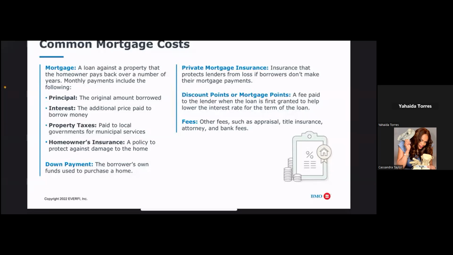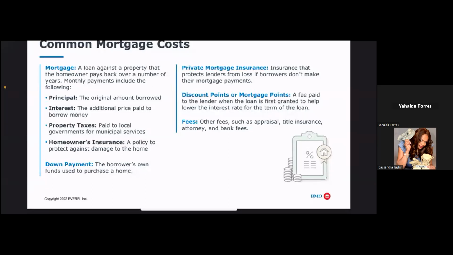You'll uncover several other costs when you buy a home. Some of these include an appraisal to ensure the value of the home is accurate, title insurance to guarantee that the seller actually owns the home and that there are no outstanding liens, an attorney fee, and bank-related fees as well. When you apply for a mortgage, your bank will provide an estimate of all the costs, so you know what to expect.